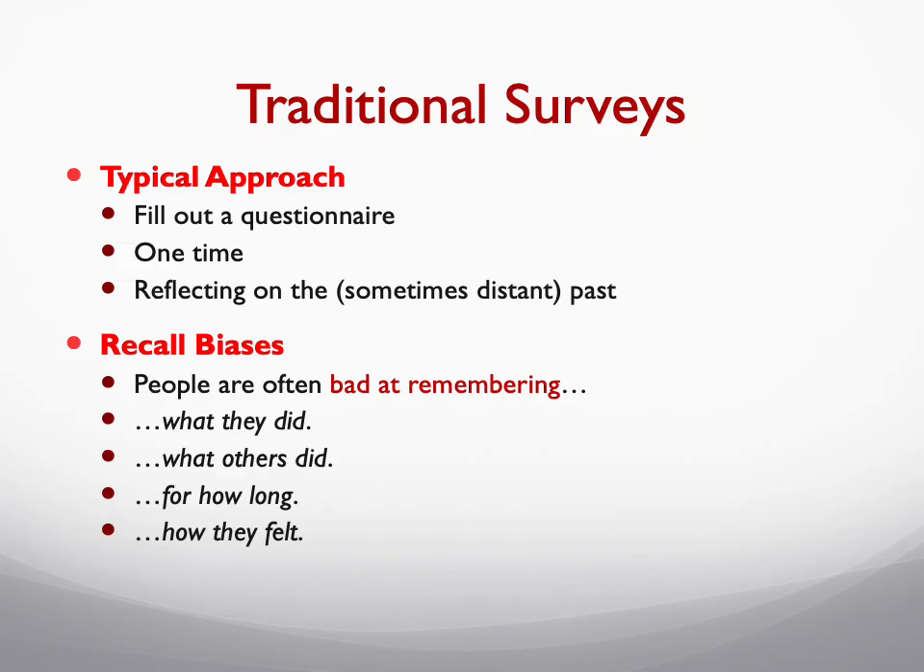So they're either going to forget these things, they're not going to remember what they did, what others did, how long, how they felt. They're going to maybe misreport or just misremember, or maybe fear that they don't want to tell you the truth, and so they're actually going to just outright lie to you about the things that they had done.